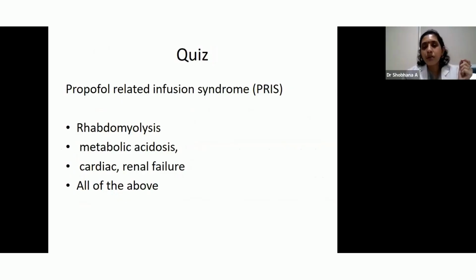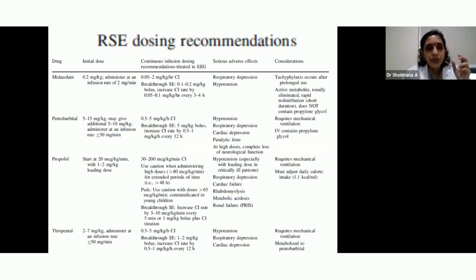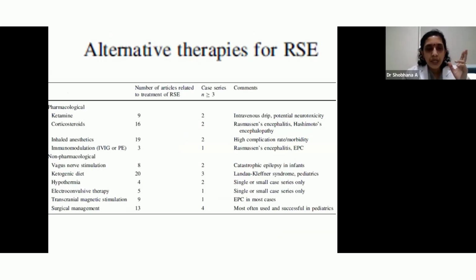Now, propofol, you have heard about propofol-related infusion syndrome. What constitutes it? Rhabdomyolysis, metabolic acidosis, cardiac or renal failure. And which one? Or is it all of the above? Anyone? It causes everything, you know. Now, these are once again the dosages of the drugs, and I'm not going into details because you will get it in all the major textbooks.